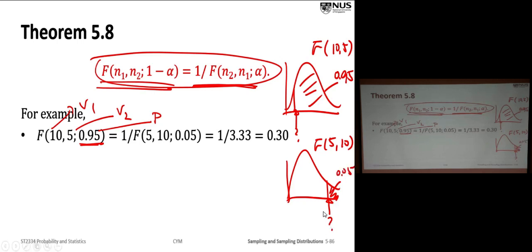But after you get this value, which is 3.33, you have to take the reciprocal to get this. So if this is A, this is B, then A is equal to 1 over B. 1 over 3.33. So the answer is 0.3. So that's how we use this property.